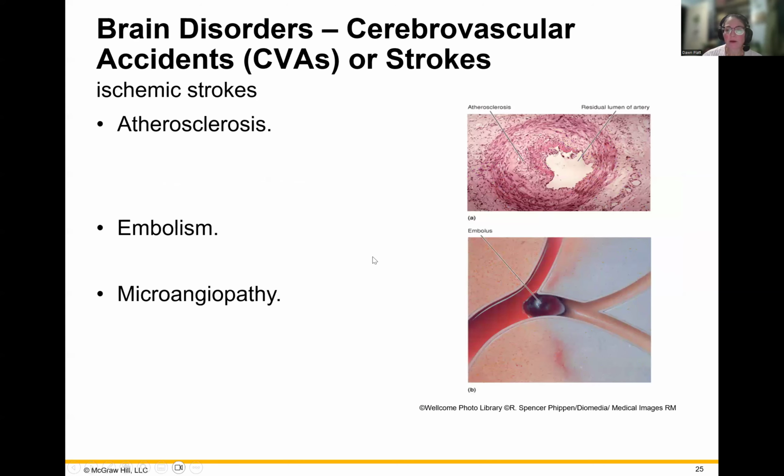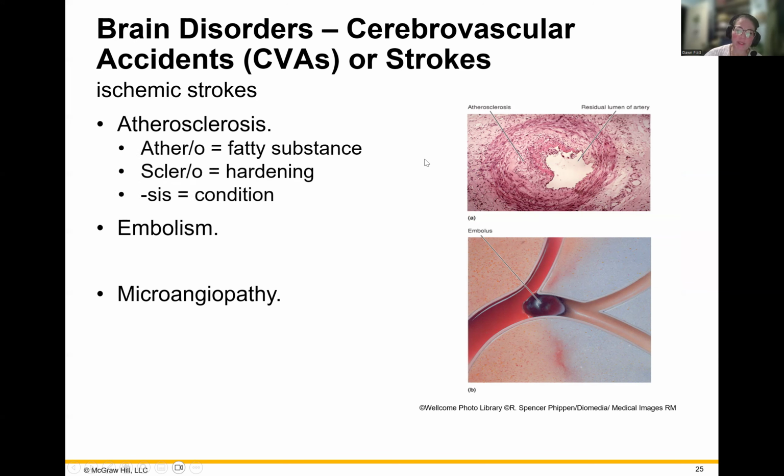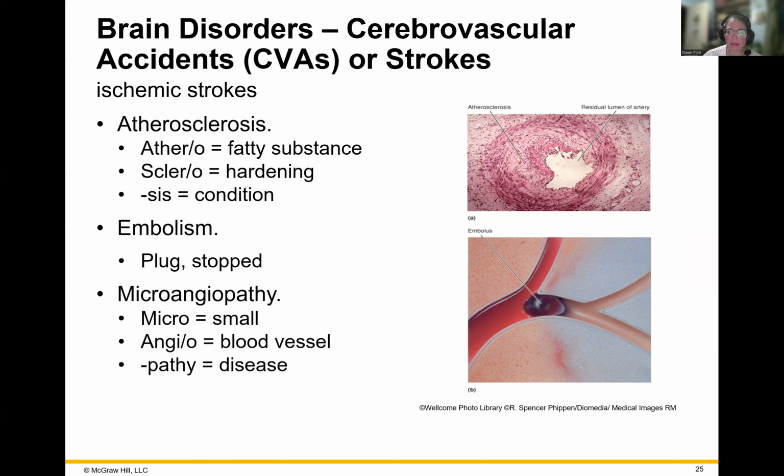All right, the other one is cerebrovascular accidents, CVAs, otherwise known as strokes. And there's several different reasons for strokes. So atherosclerosis could cause a stroke, an embolism, and microangiopathy.